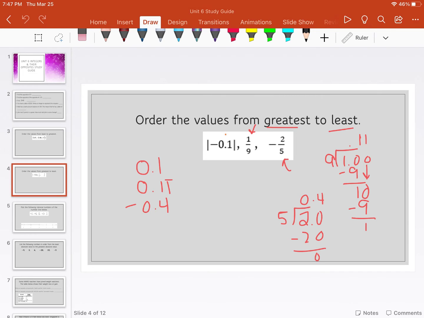All right, again, it's asking for greatest to least. So to compare the top 2 numbers that are positive, we need to make sure we have the same amount of numbers behind the decimal place. So you can see here that this one is the largest, which was originally written as 1/9. The second one that we are going to write is going to be our other positive number, which was the absolute value of negative 1/10. And that leaves us with our smallest number, which was down here at the bottom. The original fraction was negative 2/5.